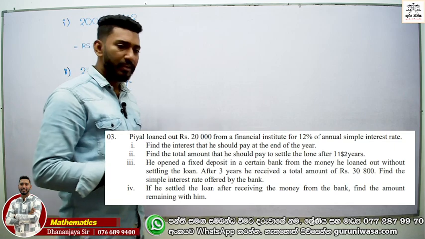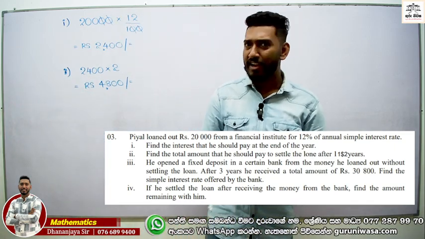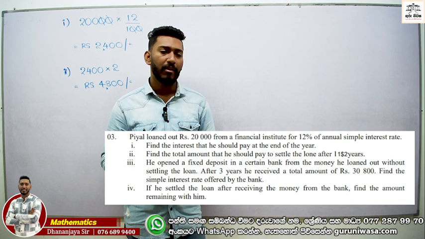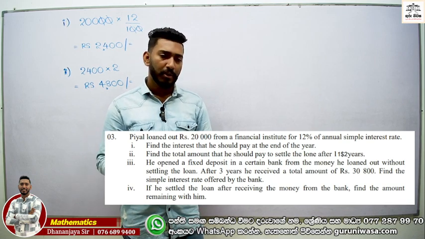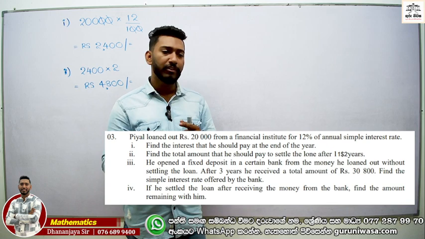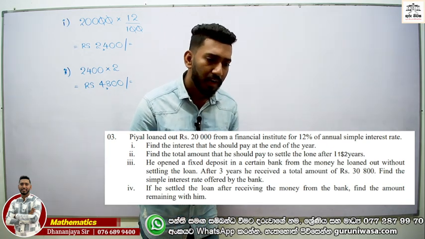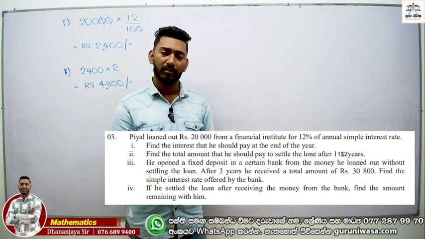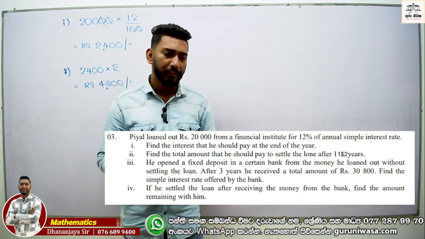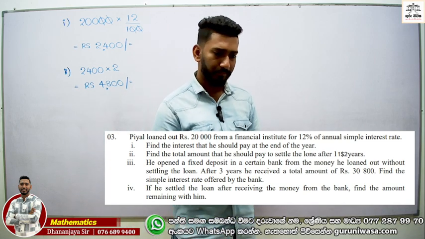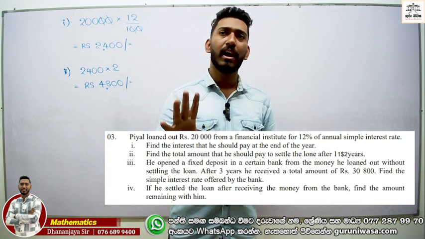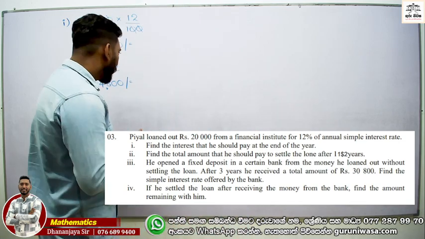And question number 3. He opened a fixed deposit, an FD, from a certain bank, with the money he loaned out, without settling the loan. After 3 years, he received a total amount of this much. And find the simple interest rate offered by the bank. So the question asks for the interest rate from the bank. It's an easy task. Look at this one.